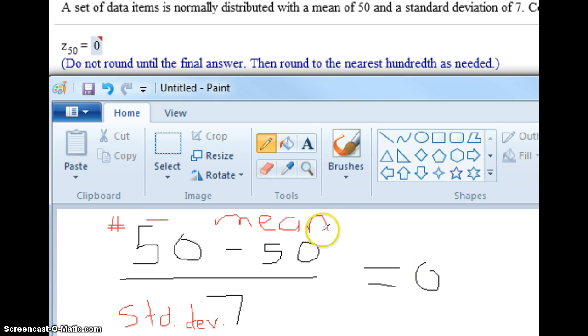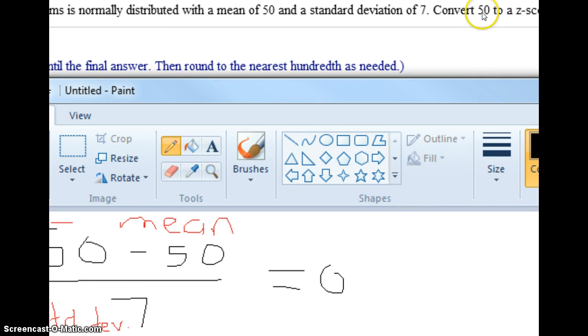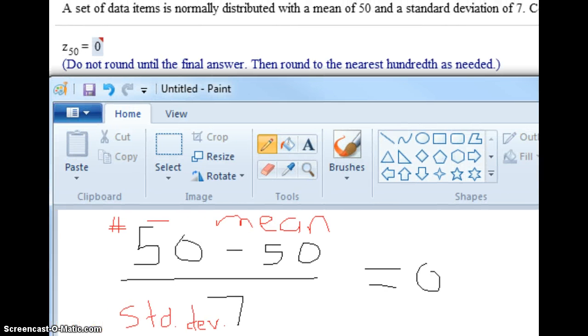We're basically trying to see how far away is that number they tell us. In this case, the number was 50. How far away is that from the mean? And this is our measuring stick, the standard deviation. And so 50 is 0 away from the mean because the mean was 50.